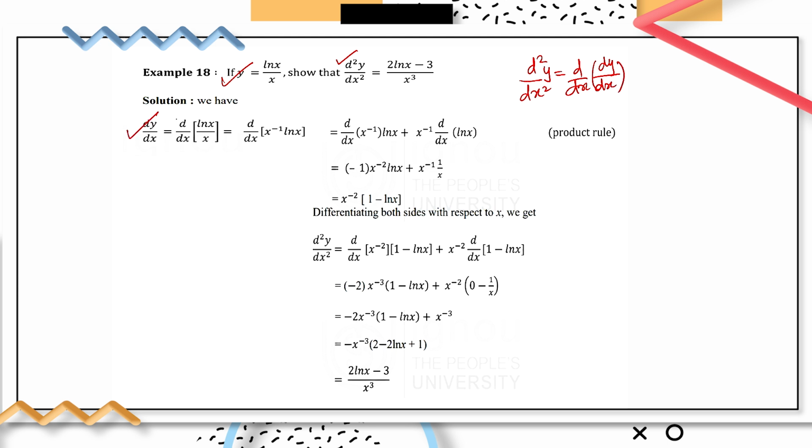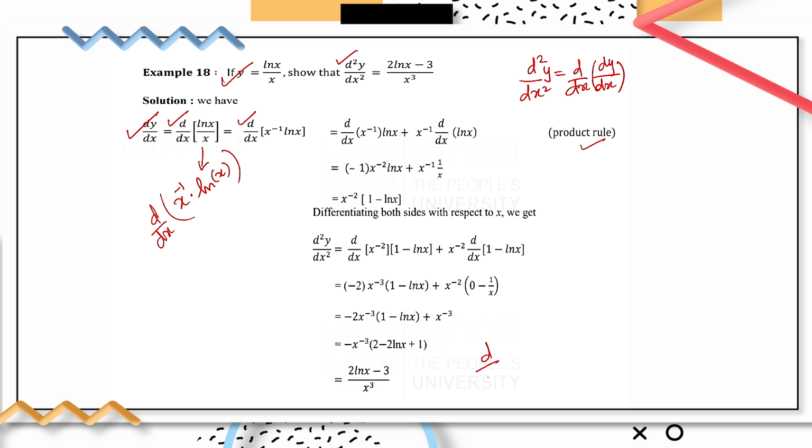So dy by dx will be equal to d by dx of natural logarithm of x by x, and we can directly either apply the quotient rule or we can apply the product rule by rewriting this expression as x to the power minus 1 into natural logarithm of x. So d by dx of x to the power minus 1 into natural logarithm of x. Then applying the product rule. What was the product rule?